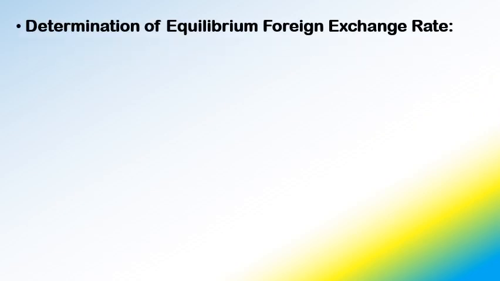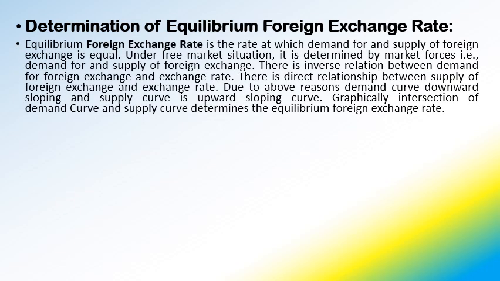Now, determination of equilibrium exchange rate. As you know, the equilibrium exchange rate is determined by the market force, where market demand is equal to market supply of foreign exchange. Under the free market situation, when the demand for foreign exchange and the supply of foreign exchange are both equal, in that case the equilibrium exchange rate is determined. So we are showing it with the help of a diagram.